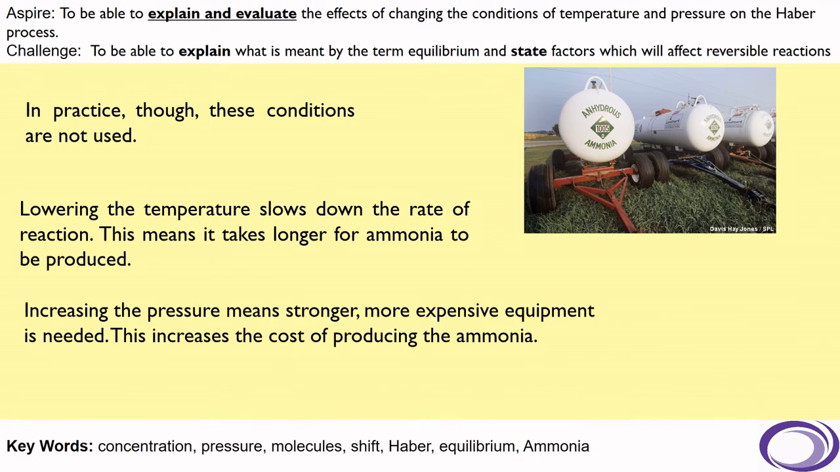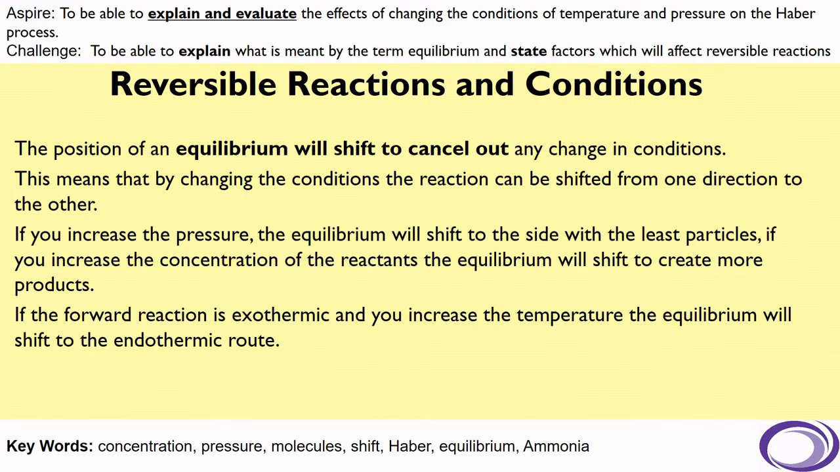Also, a high pressure means that you are using stronger, more expensive equipment, which significantly increases the cost of production, which wouldn't be beneficial in terms of industry. So, what we can do is we can use our knowledge of reversible reactions and conditions to explain why those conditions would be beneficial and then manipulate the reaction.